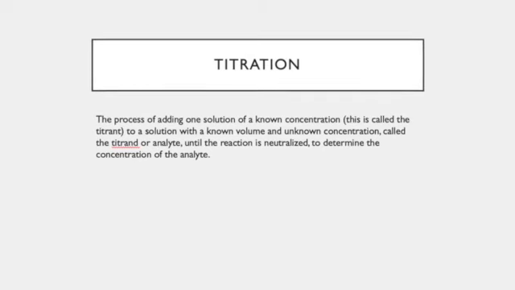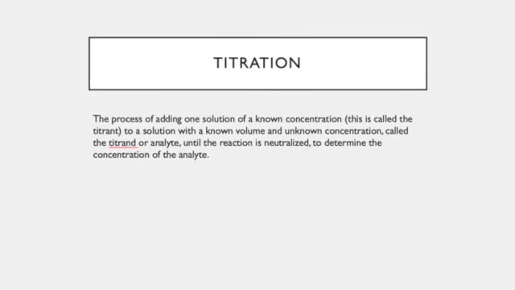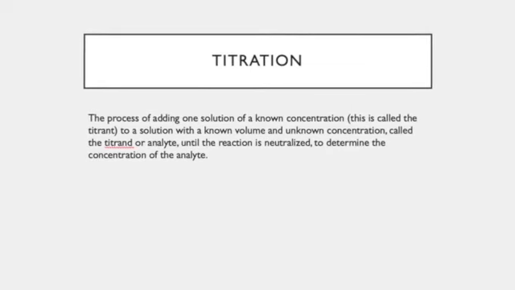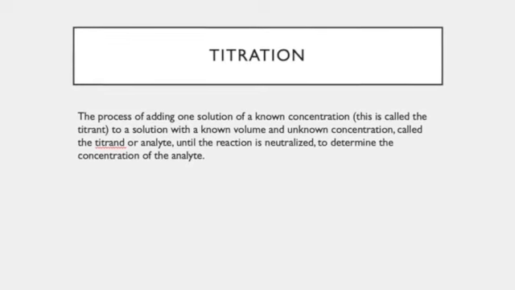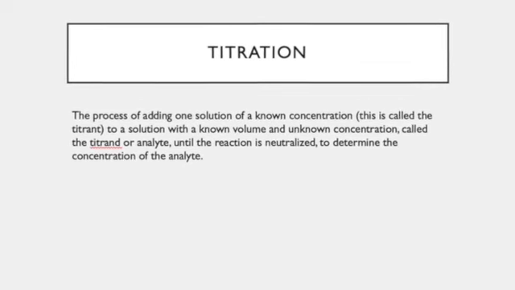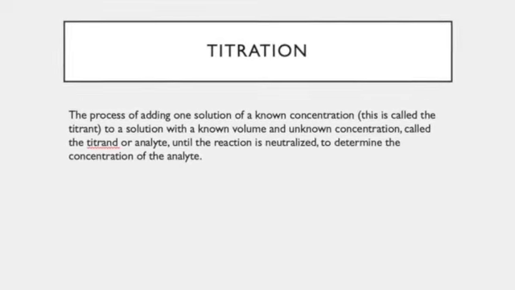So titration is the process of adding one solution of a known concentration, this is called the titrant, to a solution with a known volume and unknown concentration called the titrand or analyte until the reaction is neutralized to determine the concentration of the analyte.